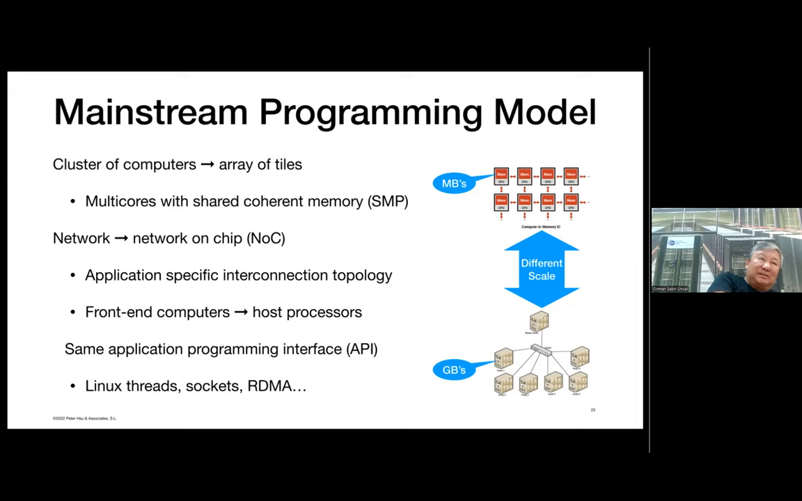So we provide the same application programming interface. It's basically the Linux system call API, where each tile, the little computer, has a very thin, very small layer, like a hypervisor. What it does is it intercepts the network communication that goes from tile to tile, and we do that for you. Everything else, we basically act as a proxy for the host processor. We just ship off the system call to the host processor and let it do it. But you get the same API: you get Linux threads, you get sockets, you can do RDMA.